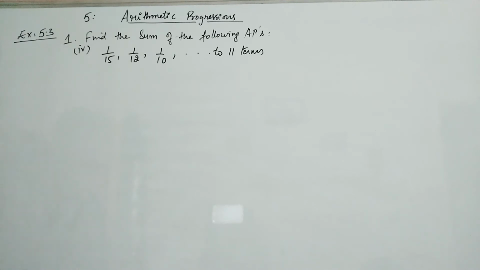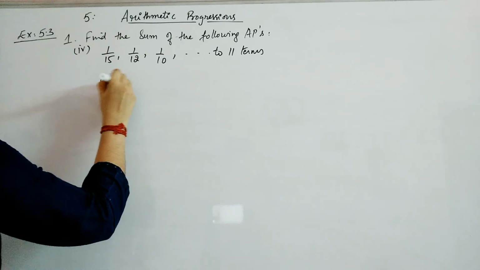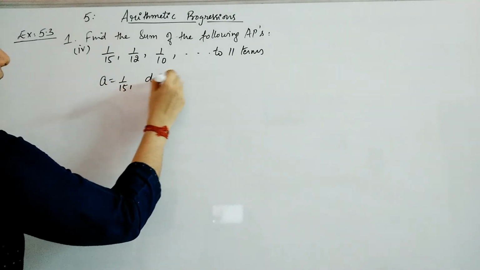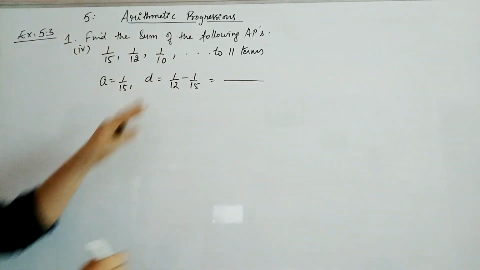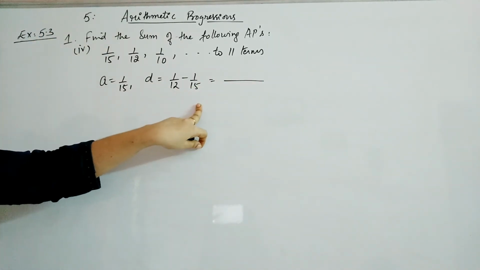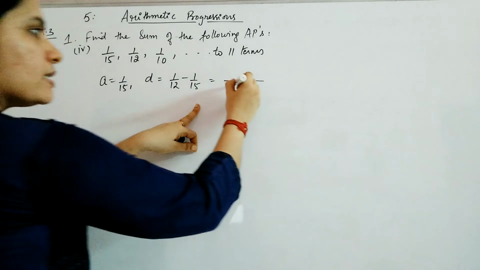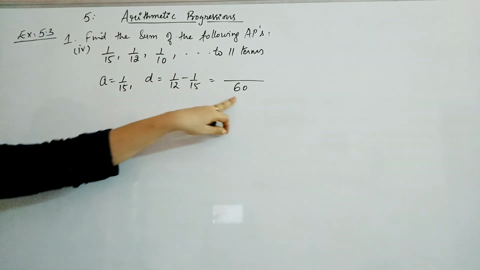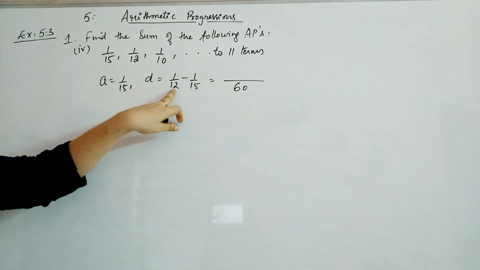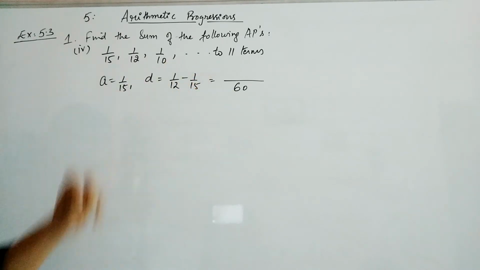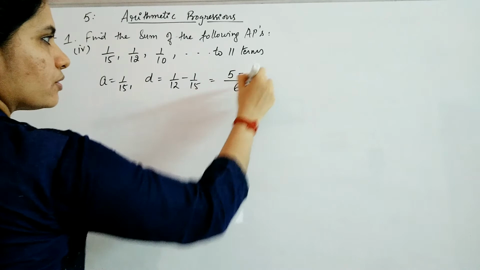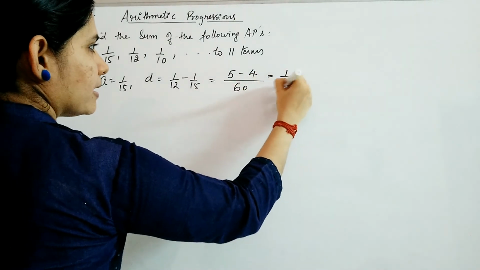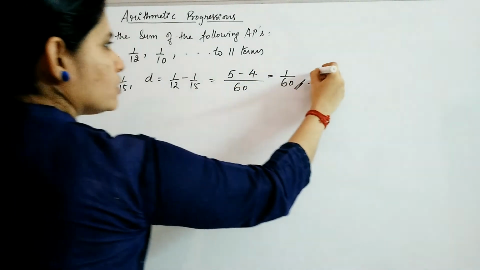Fourth subdivision is 1 by 15, 1 by 12, 1 by 10, etc. to 11 terms. So you have A as 1 by 15, D as 1 by 12 minus 1 by 15. What will be the LCM of 12 and 15 you find out? You will get it to be 60. Now, what will be in the numerator? You just see 12 into 5 is 60. So in the numerator you will have 5. 15 into 4 is 60. So in the numerator you have 4. So that means your D is 1 by 60. What is n given to be?